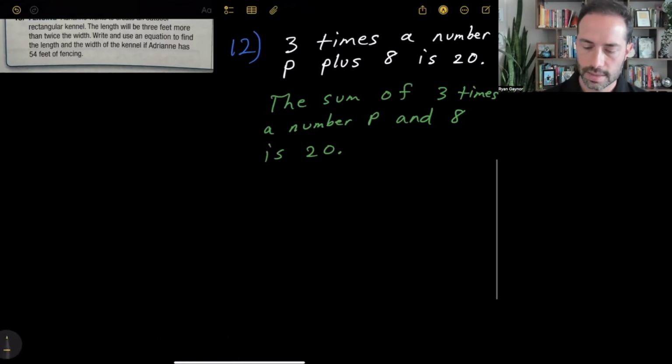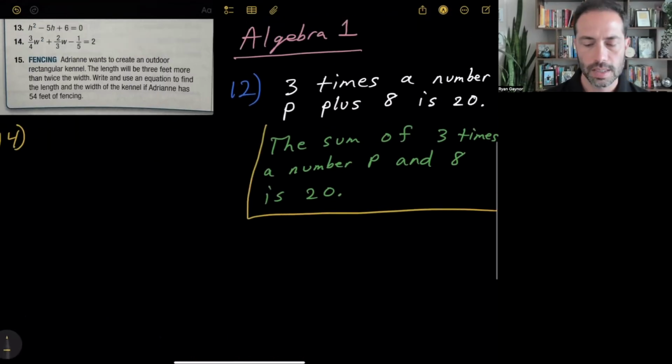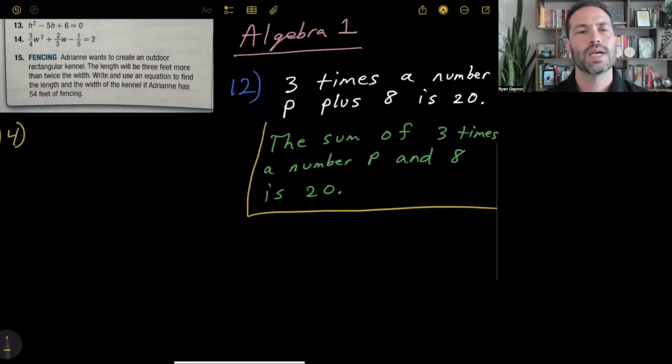Okay, let's do another example of this. Let's look at number 14. So we have 3/4 w squared plus 2/3 w minus 1/5 equals 2. Let's talk about them separately. So 3/4 w squared. We can say 3/4 of w squared.